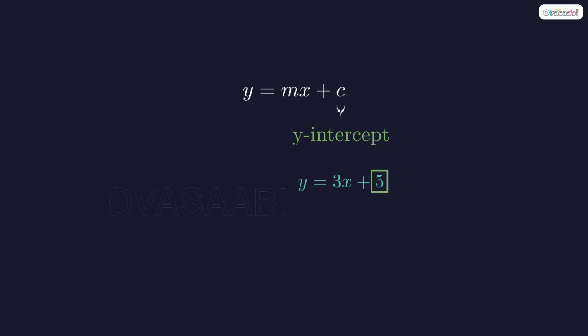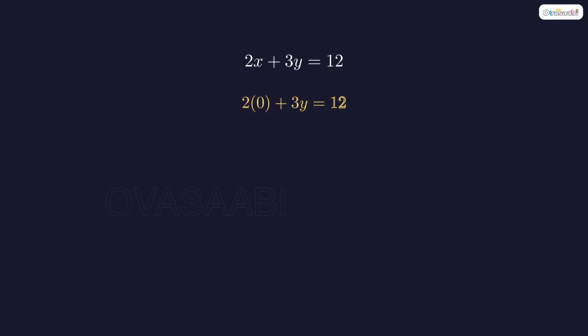In y equals mx plus c, the value c is your y-intercept. So in y equals 3x plus 5, the y-intercept is 5. What if the equation isn't in y equals mx plus c form? Just substitute x equals 0 and solve for y.